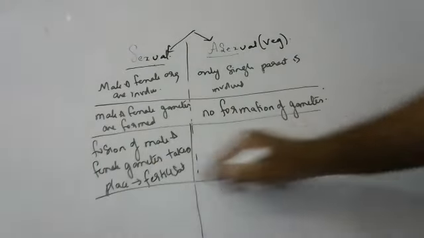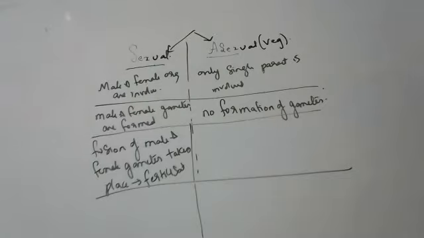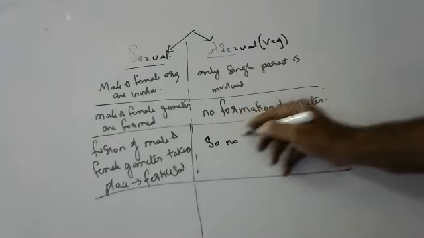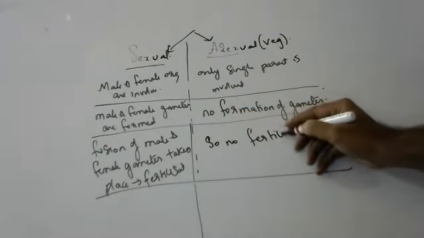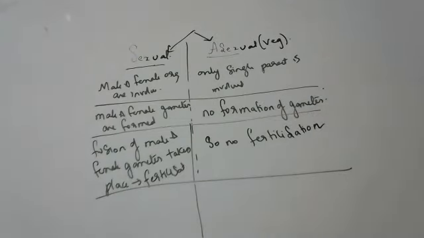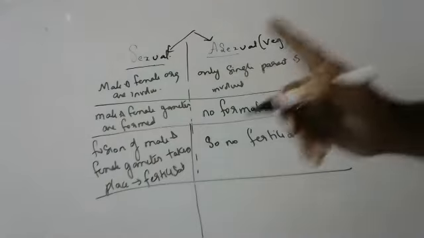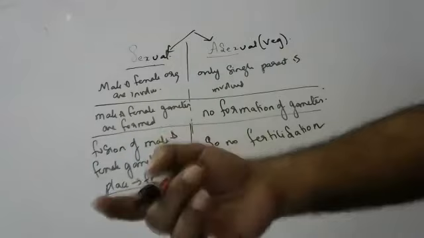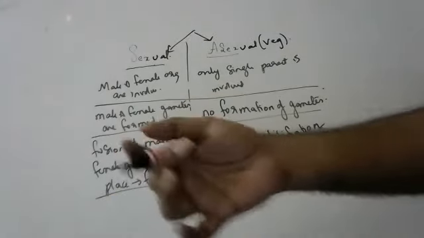Because male and female gametes are there, they will fuse and fertilization occurs. Here, no gametes, so no fertilization. Please try to understand, children. Whatever I'm saying is a very, very important question. The 5 marks question asked in the board exam is the difference between sexual and asexual reproduction. Because fertilization occurs, you get offspring, the children of the parents.